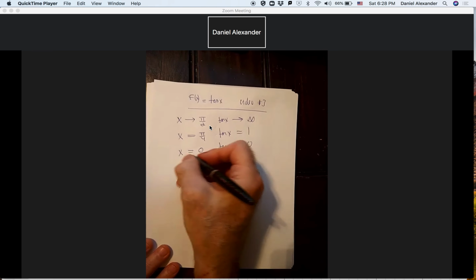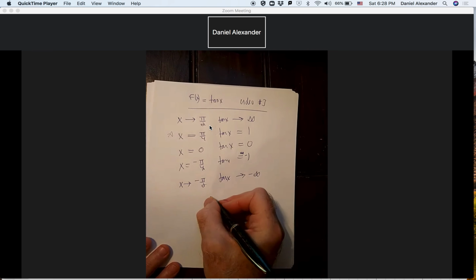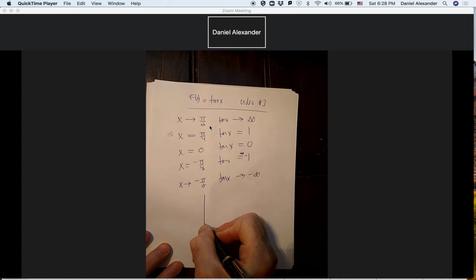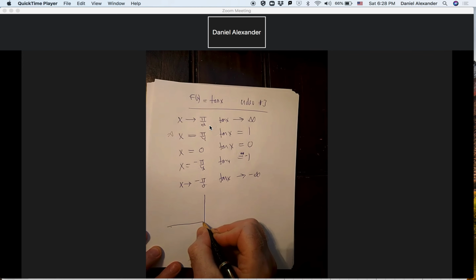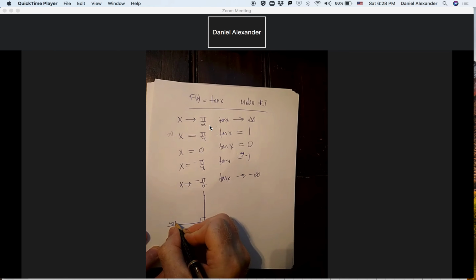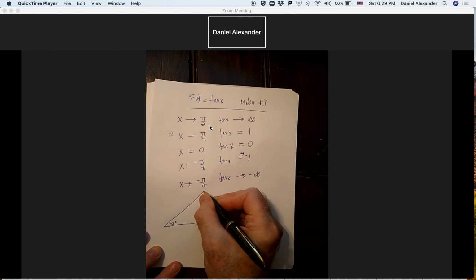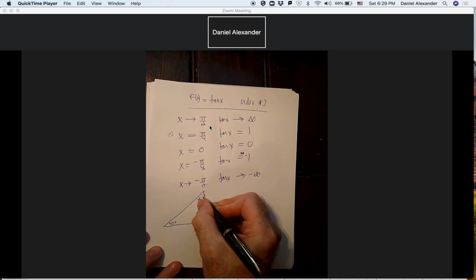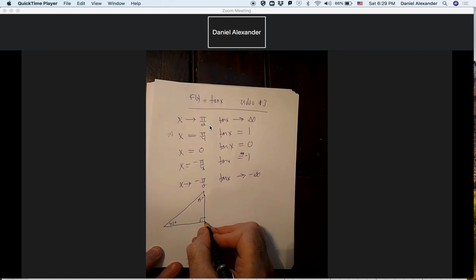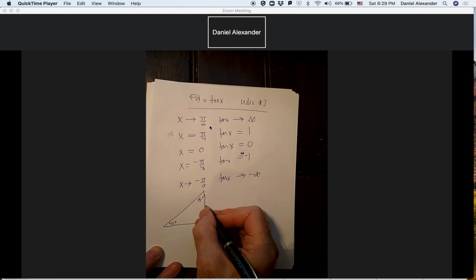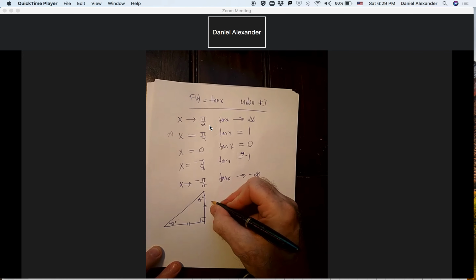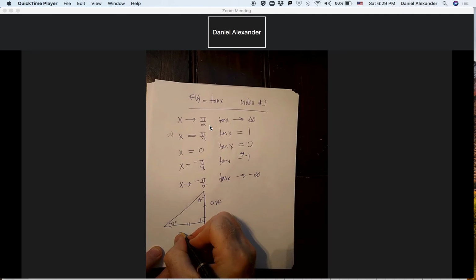So I want to start with this one right here. Okay, so here we go. I'm going to draw a triangle. It's a right triangle, that's 90 degrees. This is 45 degrees, which means this angle here is also going to be 45 degrees. We have what's called an isosceles triangle. If the angles are equal, so are the sides. So this is equal to this. Let's say this is our opposite to the angle, and this is going to be our adjacent.